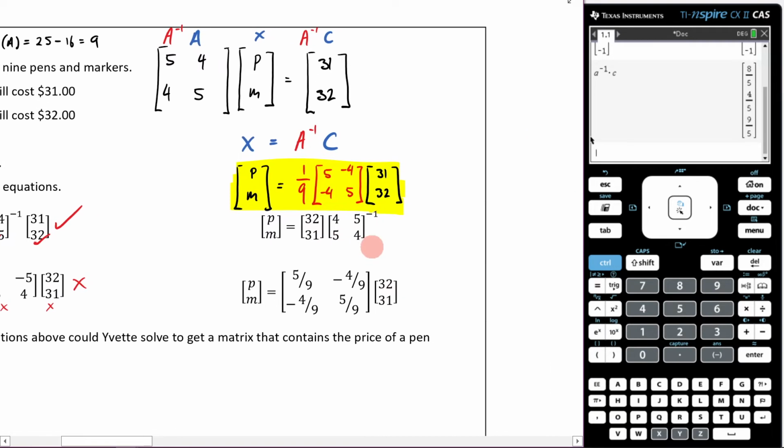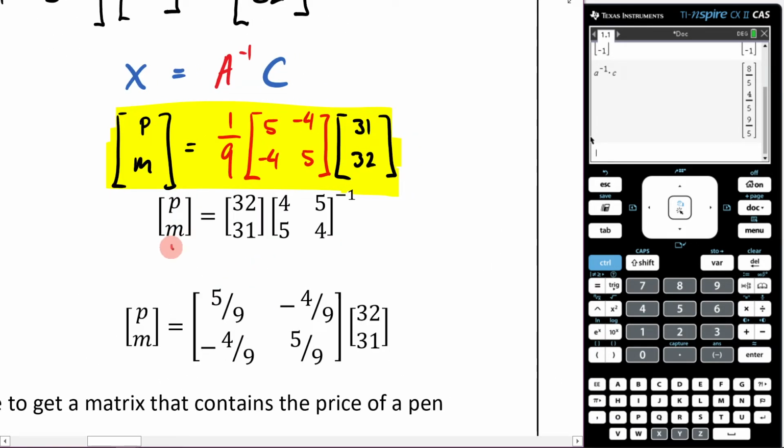Let's look at the next one here. Well, it's got P M. That's good. Then it's got, well, see how it's got 32 on 31 on this side and not on that side? The order is wrong here. Wrong order. Remember, the order is important. It has to be the inverse of A multiplied by C. So because the order is wrong here, this is wrong.